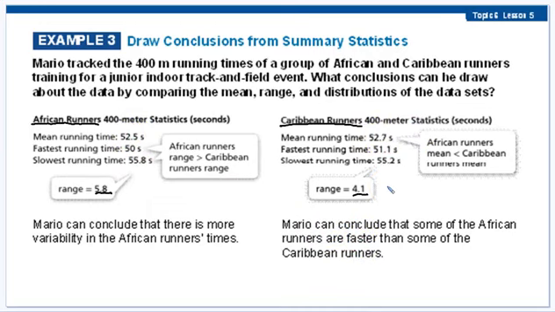Not much information to go off of, handled pretty quickly, not too bad. You just have to look at the numbers, be able to tell what they mean, how to find the range, how to find the mean, and so on and so forth.